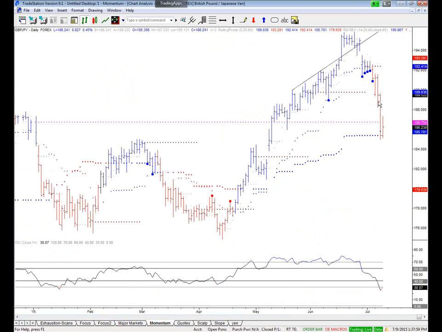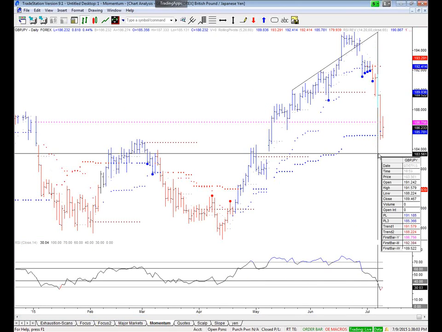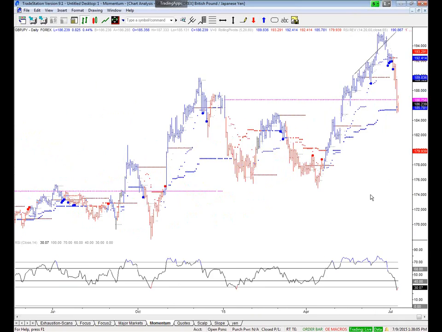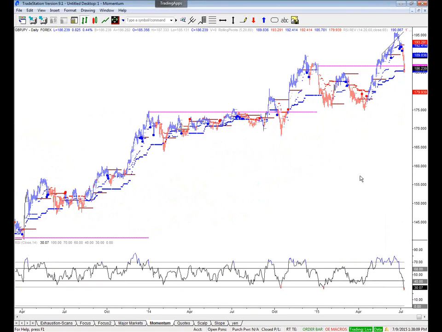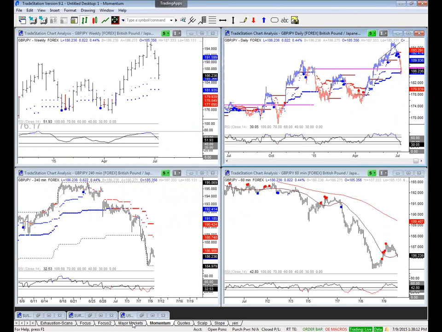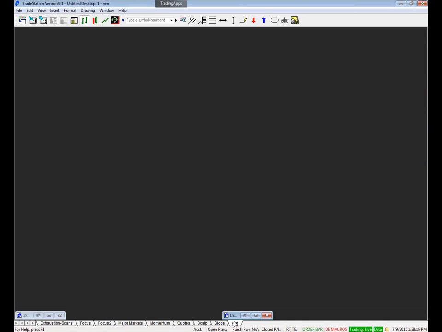Okay, we've come into support that you find on your trend table, okay? So we've come into support. Pound yen actually just dipped below 30 on RSI. That's a pretty rare thing, okay? So let's see what that looks like when we look at it from that standpoint.